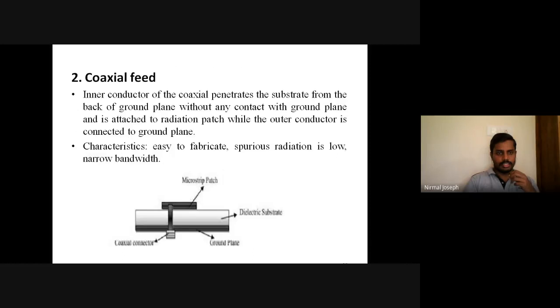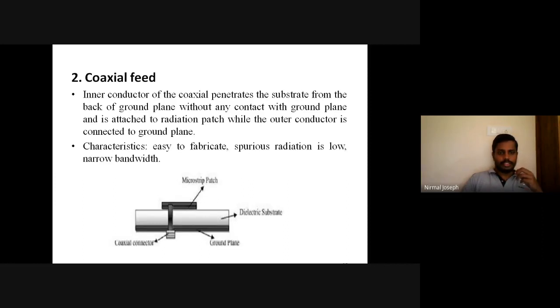Next one is the coaxial feed. Coaxial feed, you already know, as yesterday we discussed the coaxial cable. There will be two conductors on the same axis, one outer conductor and one inner conductor. That is the coaxial cable. So we will see what the coaxial feed is for a microstrip antenna.